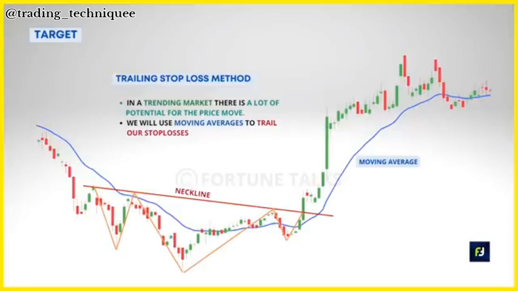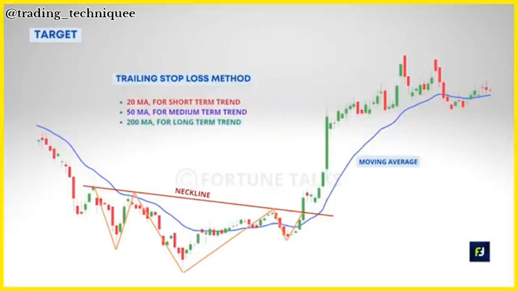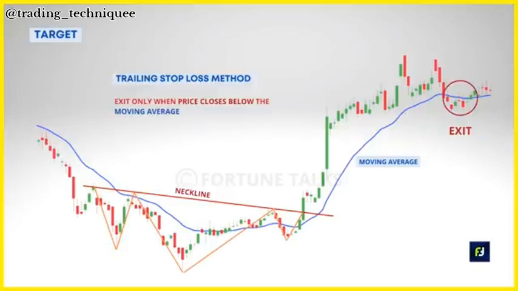So in order to do that, the first step is to decide on the type of trend you want to capture, whether it's a short-term, medium-term or long-term trend. Then you can trail your stop loss with the appropriate moving averages like 20 period for short term, 50 period for medium term, and 200 period moving average for long term trades. You will exit the trade only when the price closes below the moving average.